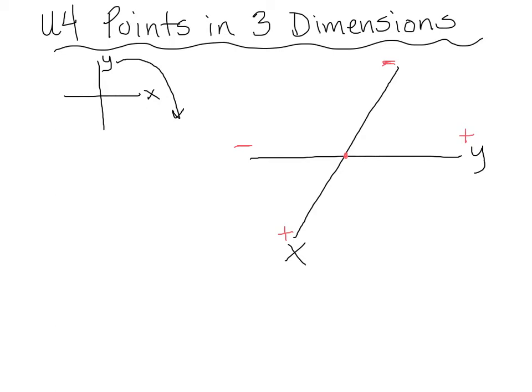And then we bring in the third axis, the z-axis. Now this goes right down the center of those, okay? So it's going straight up and down. This is the z, and we've got positive z values up at the top and then negative ones going down.